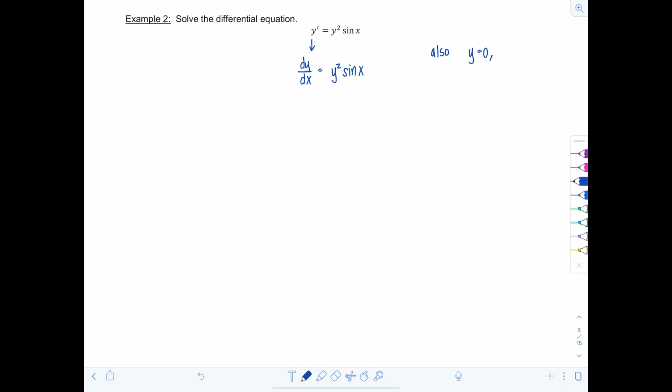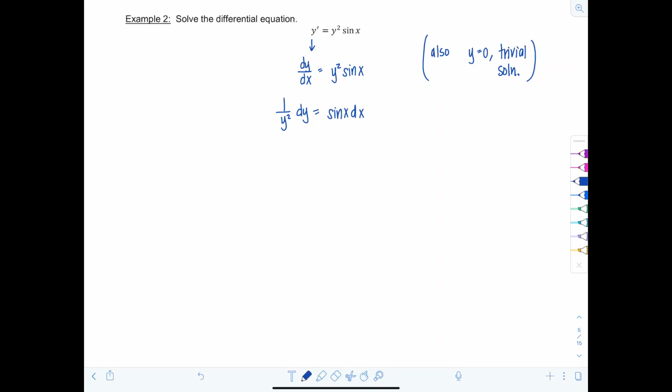State that it's there. Also, y equals 0, the trivial solution, satisfies this. Okay, fantastic. Now let's move on. So it's separable. I'm going to move y squared to the left-hand side. So it's actually going to be 1 over y squared dy equals sine of x times dx. Remember, the differentials dy and dx are not allowed to be in the denominator.